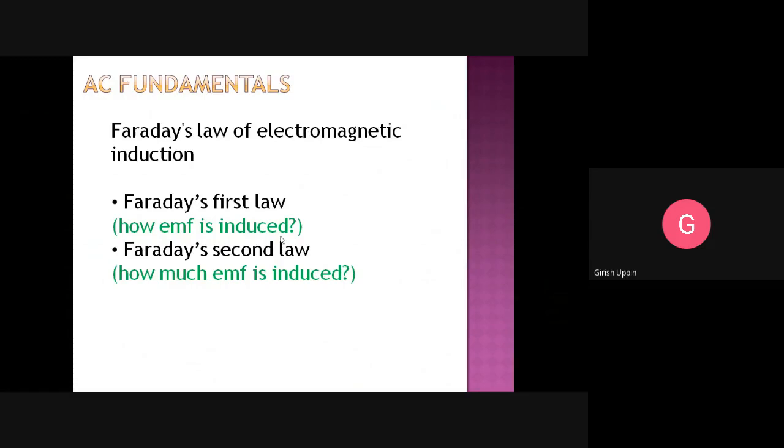Whenever the flux linked with a coil or a conductor changes, an EMF is induced in that particular coil or conductor. That is Faraday's first law. And how much EMF is induced? The magnitude of the EMF induced is directly proportional to the rate of change of the flux linkage with that particular conductor or coil.